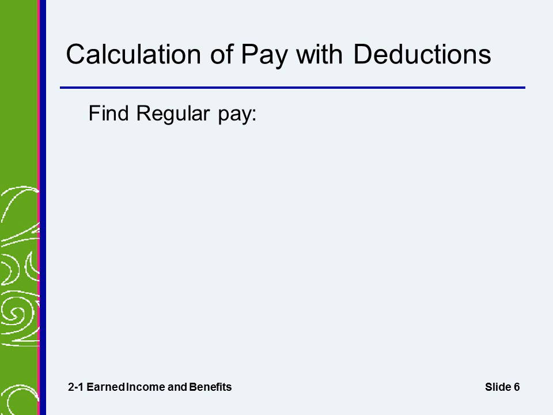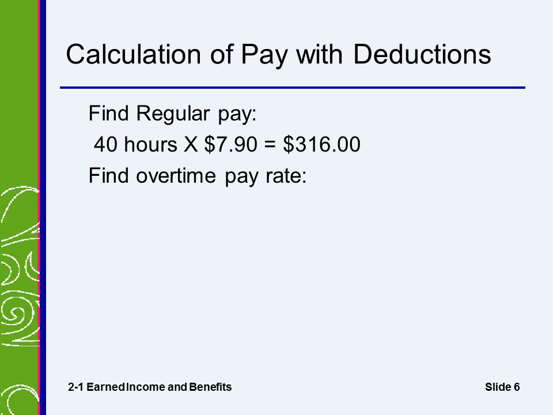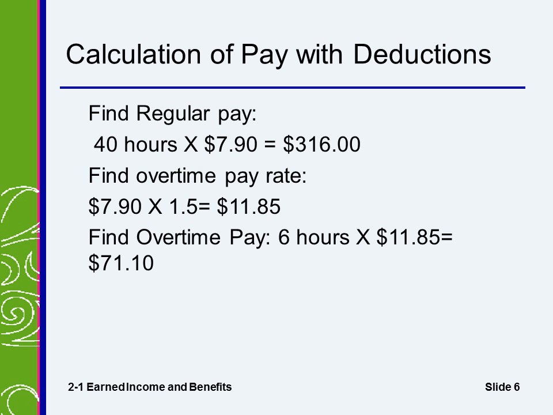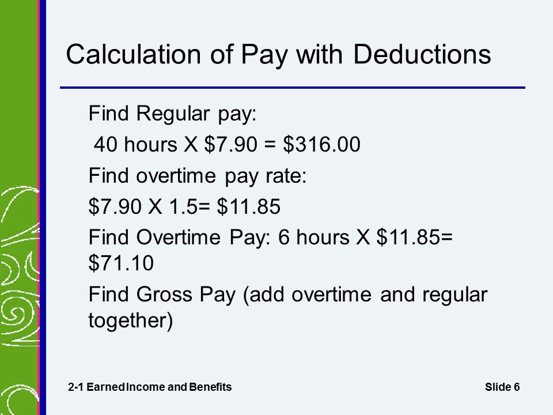Before we can begin, we have to take a look at her regular pay. How much was her regular pay? Take her 40 hours and multiply it by $7.90. This will give you $316. Then find her overtime pay rate. That is $7.90 times the time and a half, 1.5, and that will give you $11.85. That's how much per hour. Multiply that by the number of overtime hours, which was 6 hours, and you get $71.10.